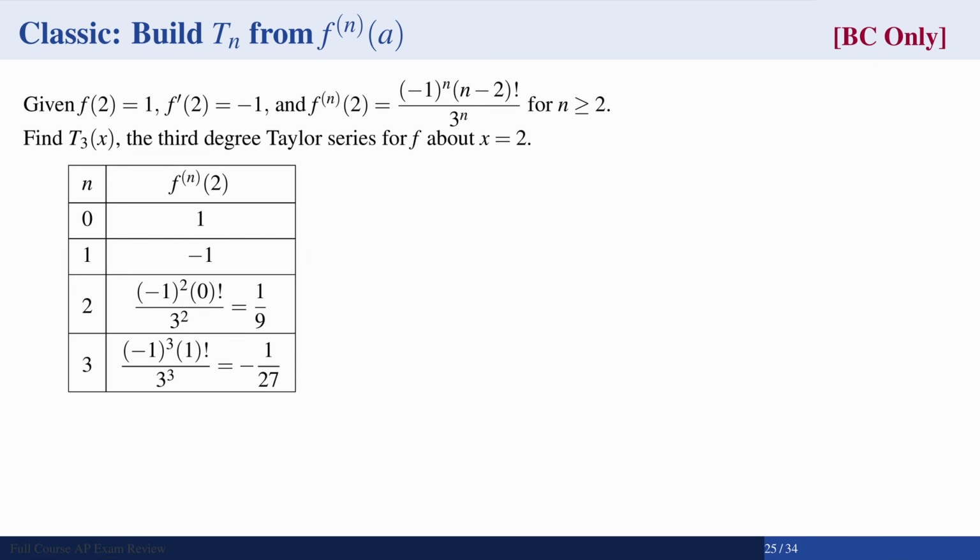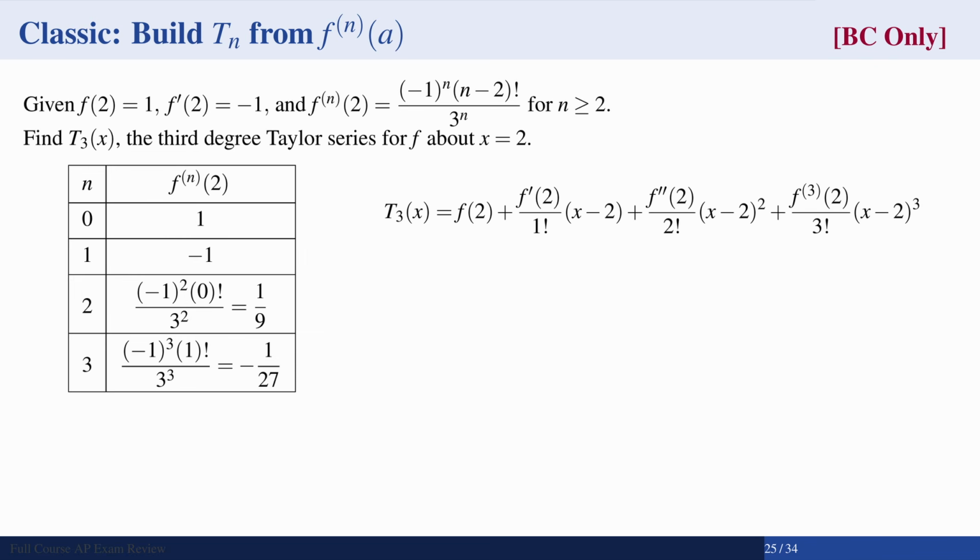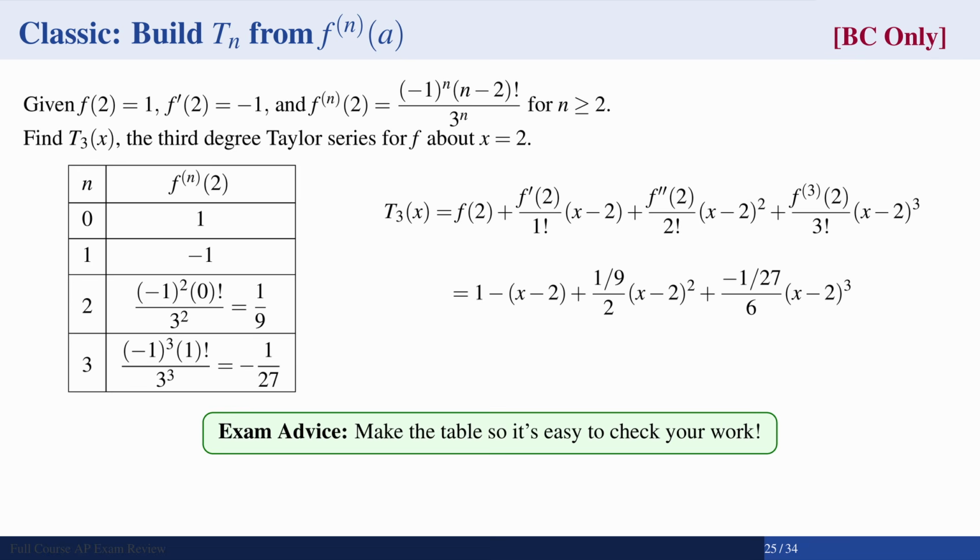So we end up with (-1) to the second, 0 factorial is 1, over 3 squared, so 1/9. And then we get (-1) cubed, 1 factorial, which is 1 over 3 cubed, which is -1 over 27. And then we just plug into the formula we memorized, right? So it's the nth derivative over n factorial, (x minus a) to the n, which is consistent for the first term. It's just that you're plugging in 0 for every n that you see. Sub them all in, we get our polynomial. There's no need to simplify it more than that, so we will leave it.